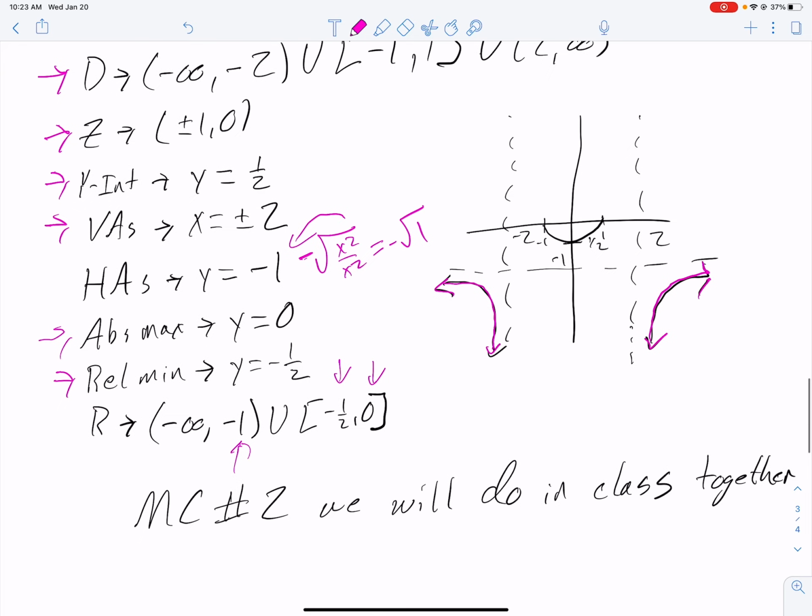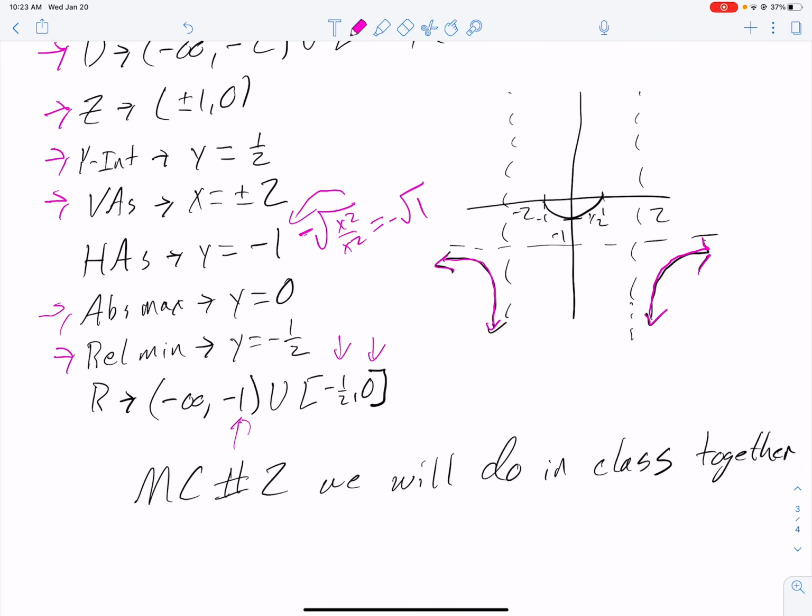All right, the multiple choice problem is worth talking about together in class, so we'll save that for class because I want to be able to show you the graphs as we answer the question.